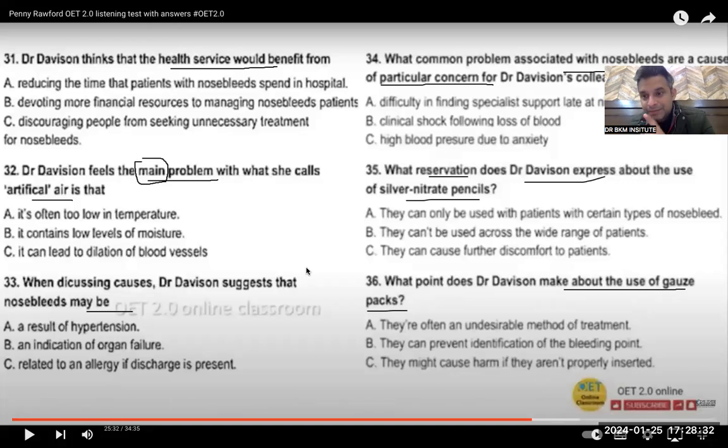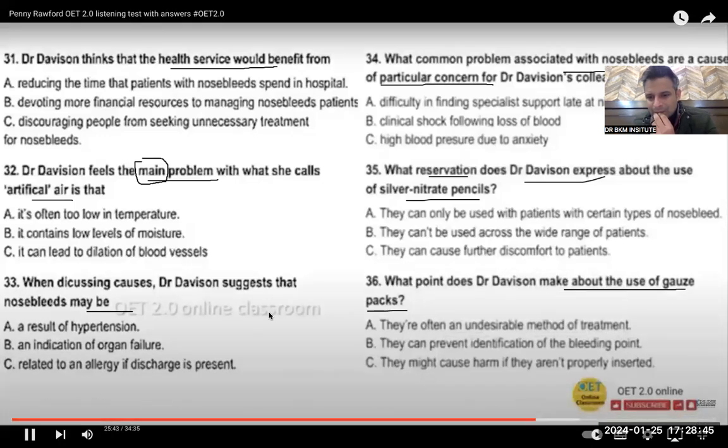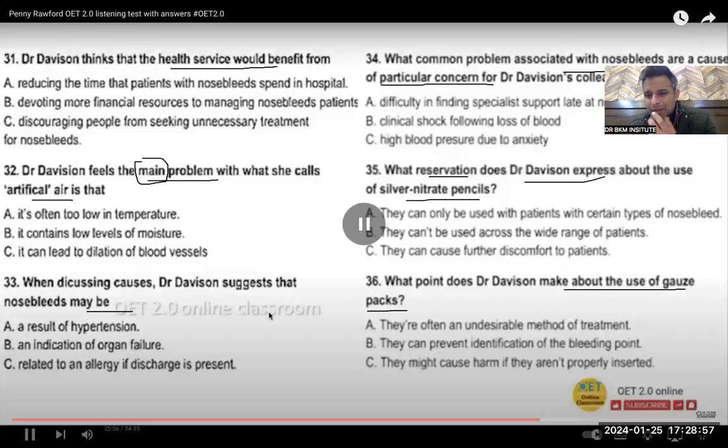Let's listen to it again. Try to put pressure on the whole area and stop the bleeding that way. This can be very traumatic for the patient, and there's also a danger of secondary infection if it's left in too long. So the ideal management is to identify the bleeding point and stop the bleeding directly by cauterizing it or by ligation of the vessel. And this primary treatment will work in 94% of cases. So they are often an undesirable method of treatment.